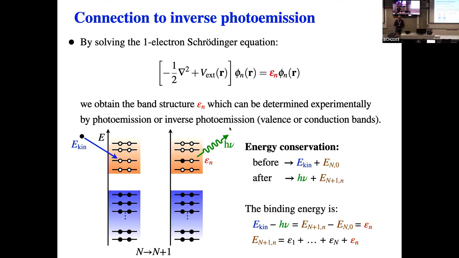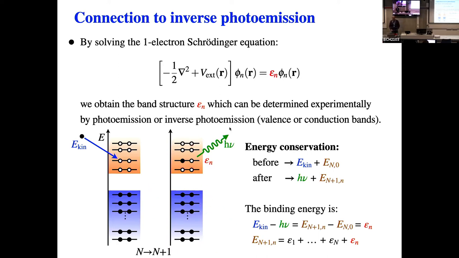And again, if you do the energy conservation, before we have the kinetic energy of the electron plus a system of n electrons in their ground state. And after, once we have sent the electron there, we have a system of n plus one electrons, not anymore in the ground state, it's an excited state for the n plus one system, and we have also emitted a photon. If you take the energy difference, you will find the binding energy for that electron, given by the energy of the system of n plus one particles in a given excited state minus E_n zero, and that's basically going to be E_n, because it's just the energies of all these plus the energy of this one.